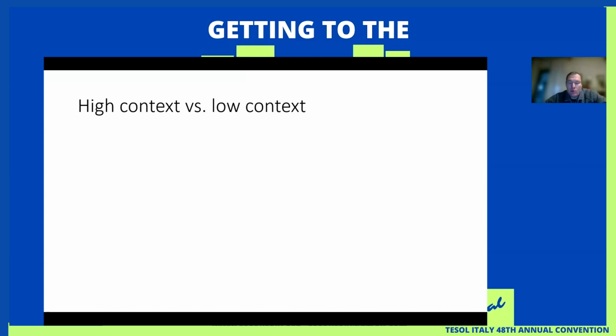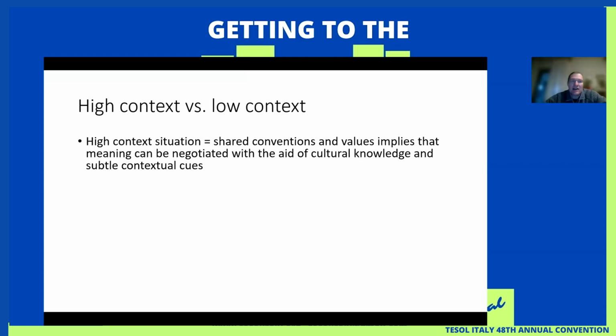Two important ideas in the field of intercultural communication are high context versus low context. And these are very important when we're talking about English for academic purposes. A high context situation is one where there are shared conventions and values, implying that meaning can be negotiated with the aid of cultural knowledge and subtle contextual cues. So language is a little bit less important because you have all these contextual cues that are easily understood by the participants in the interaction.